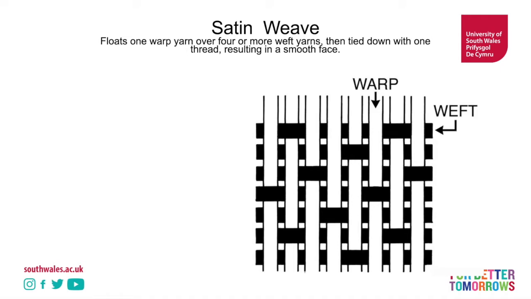Let's talk about satin weave here. Here we go. So it floats one or more yarns over four or more wefts, then tied down with one thread, resulting in a smooth face. Okay, now for me, that's fairly confusing, but if we take a look at the image, what we can see here is there are a lot of warp threads left over the top, and then very few weft threads over the top. Now what this means is that this is a warp faced satin weave, and that means that we see more of the warp thread, so that gives us a shinier surface than say something like a twill weave, where we don't see as many of the one thread.